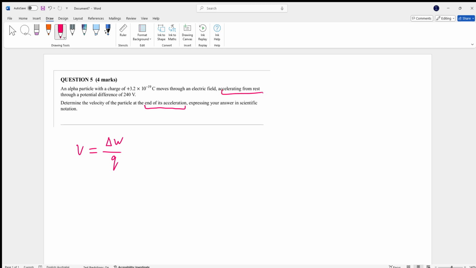Because they said it accelerated from rest with that potential difference, got up to a speed, and then probably stayed at that speed because they said end of its acceleration. You could use equations of motion here if you wanted to. However, there's an easier way to do it. So first of all, let's see what we've been given. We've been given the charge, which is 3.2 times 10 to the negative 19 coulombs. And we've also been given the V, which is the 240 V. So we could find the work here.